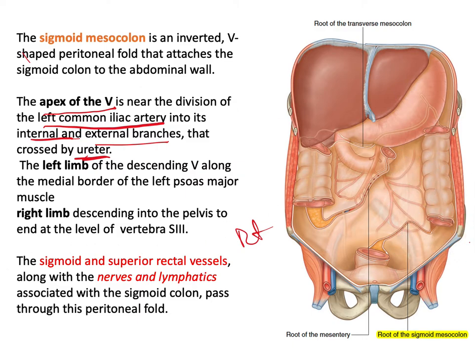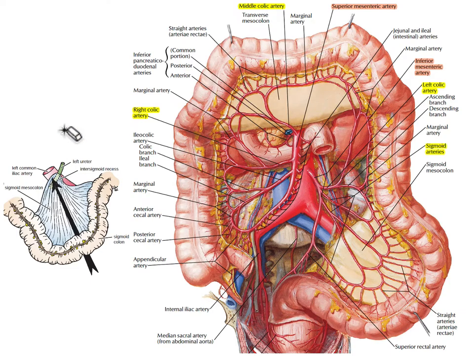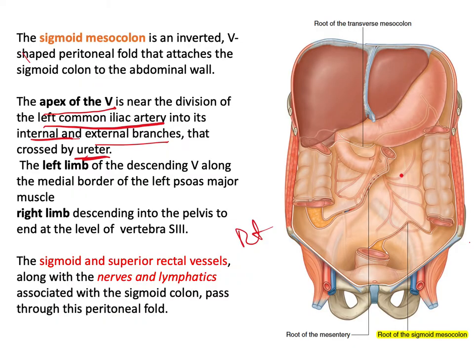And let me show you here, maybe the next figure. Here is the apex. This is the sigmoid mesocolon, and this is the apex of it. This is the right limb, this is the left limb. So this is the left common iliac artery that divided into external and internal, and this bifurcation of the common iliac is crossed by the left ureter. So this is the location of the apex. Because you have to know what's going on in each part of the mesentery.